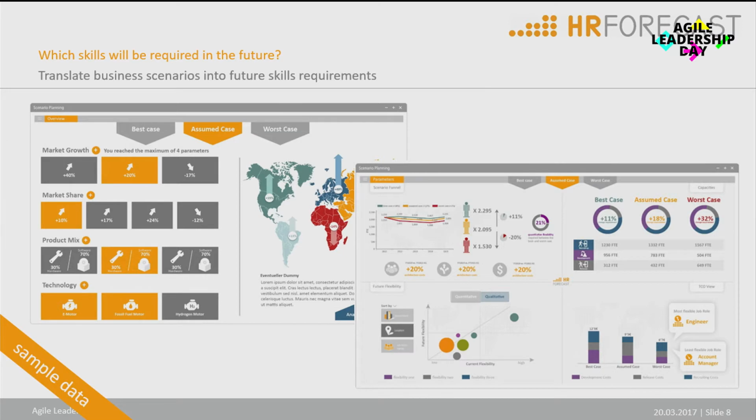You can see, for instance, when it comes to engineers, you could have a bandwidth: you might require 1,000 employees for the case that you assume, but in the best case it could be 1,500, and in the worst case maybe 900. So there you can see the impact of the worst case wouldn't be as dramatic as compared to the best case, where you do not need as much flexibility.